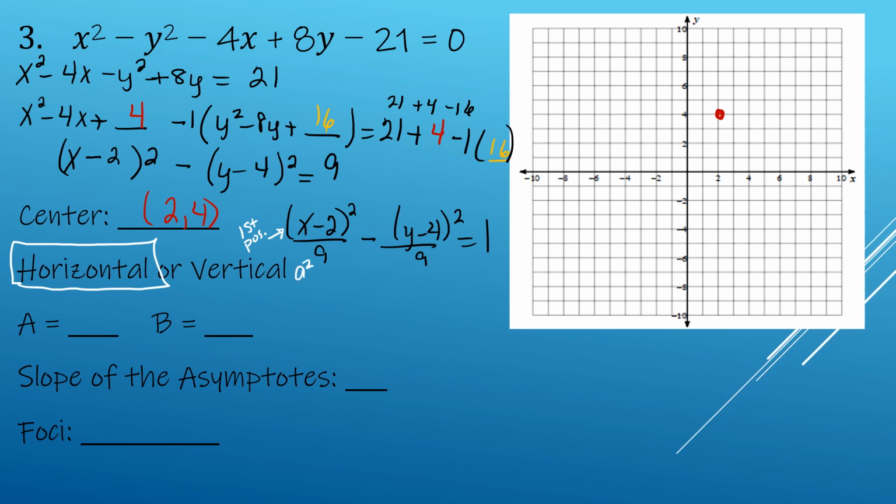So a squared equals 9, so my a value is 3. We are going to travel 3 units to the right and 3 units to the left of our center so that we can get our vertices. And those vertices are going to be the points -1, 4, as well as 5, 4. Our b value happens to be the same value as a because our b squared is the same as our a squared.